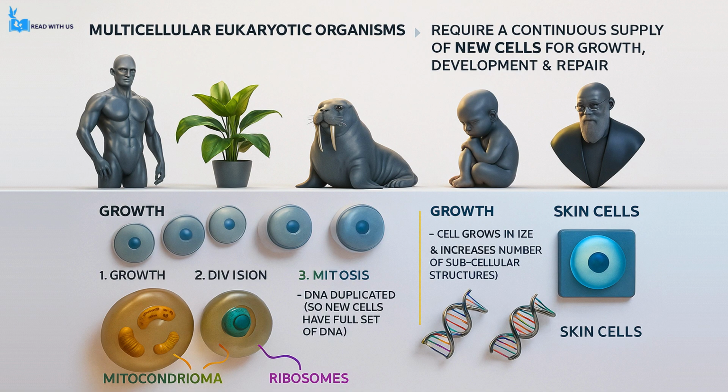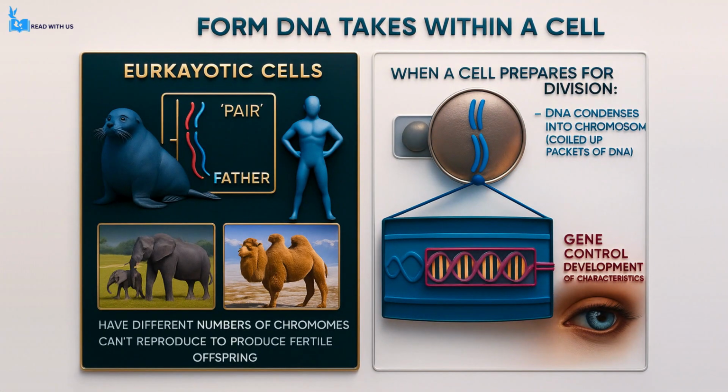Normally, when a cell is not actively dividing and is simply performing its everyday functions, the DNA is found in long, thin strands spread throughout the nucleus. However, as the cell prepares for division, this DNA becomes tightly coiled and forms structures called chromosomes, which are compact packages of genetic material. Each chromosome contains a vast number of genes, which are specific sequences of DNA that code for particular proteins and control different traits like eye color or blood type.